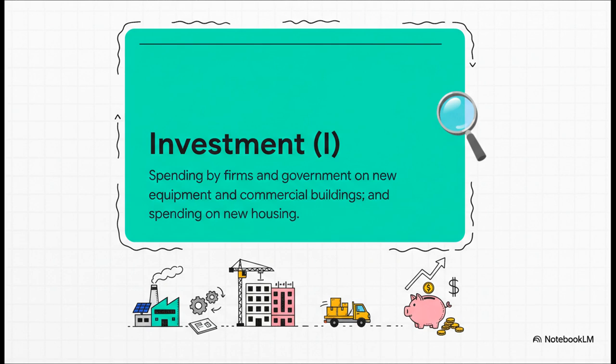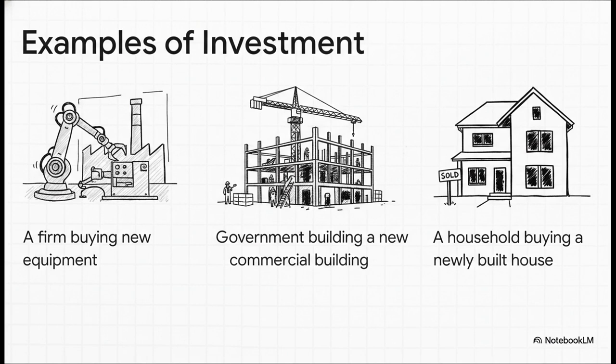This isn't about you or me buying stocks and bonds. In GDP terms, investment is spending on new capital goods, things that will be used to produce other things in the future, as well as spending on new housing. So, to put that into practice, when a factory buys new machinery, or a company builds a new office building, or even when a family buys a newly built house, all of that is counted as investment. It's all about spending that builds the capacity for the future.